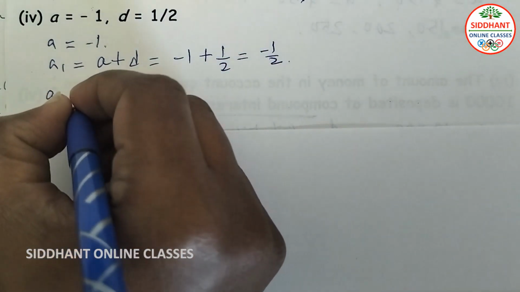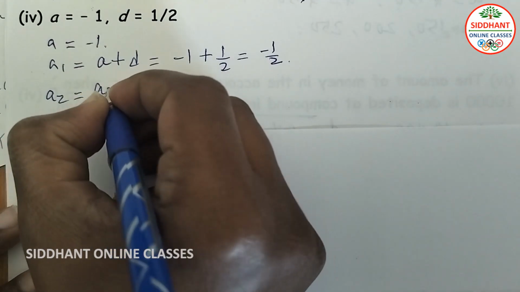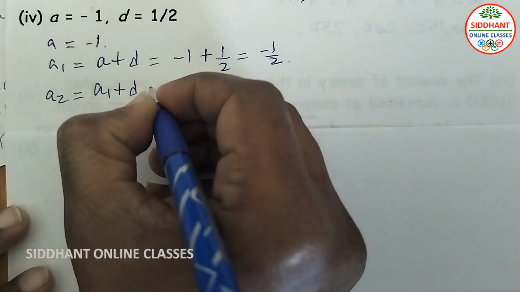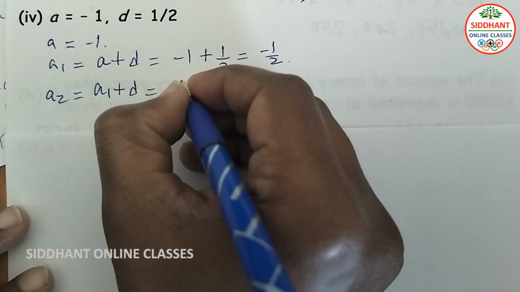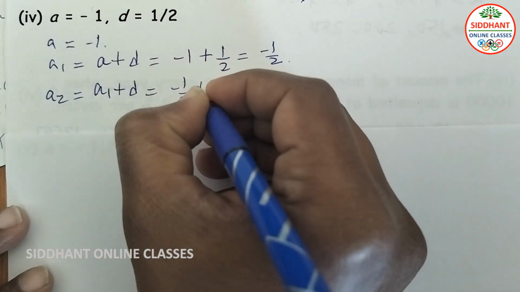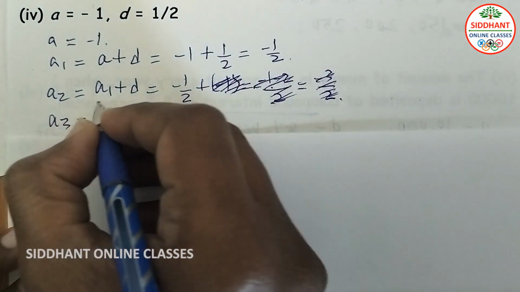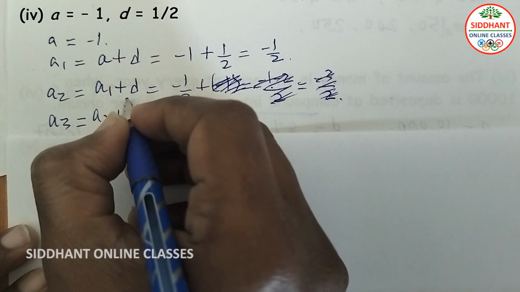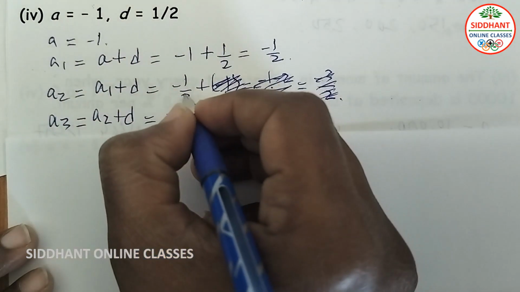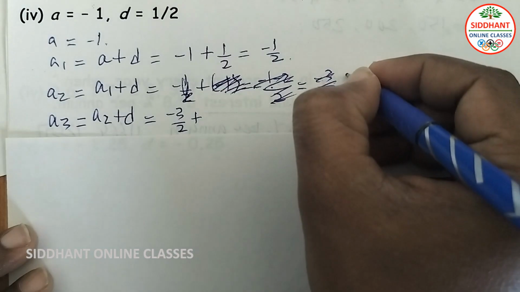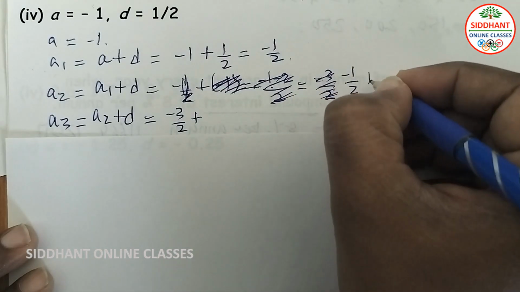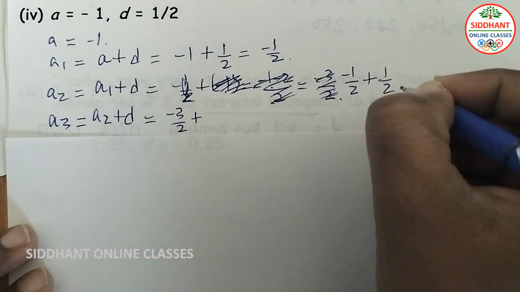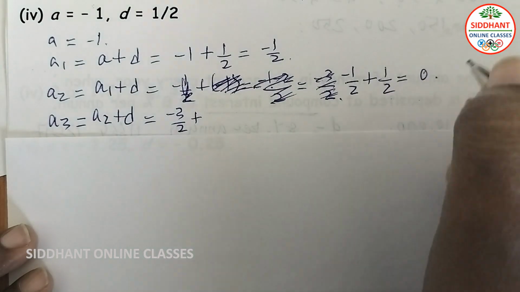Then A2 equal to A1 plus D, that equal to A1 is minus 1 by 2 plus D. A2 equal to A1 plus D, that equal to minus 1 by 2 plus 1 by 2. So that equal to 0 here.